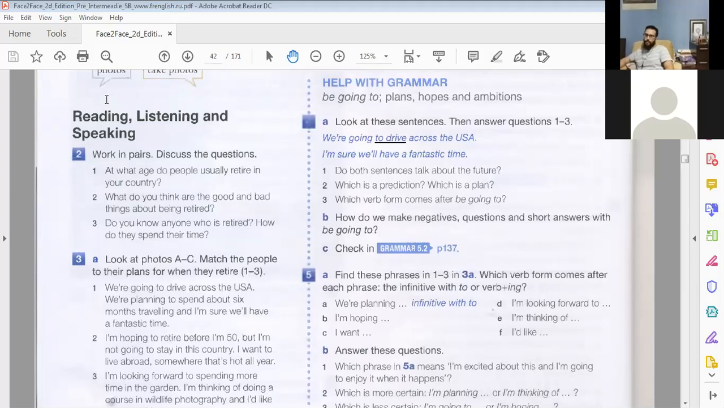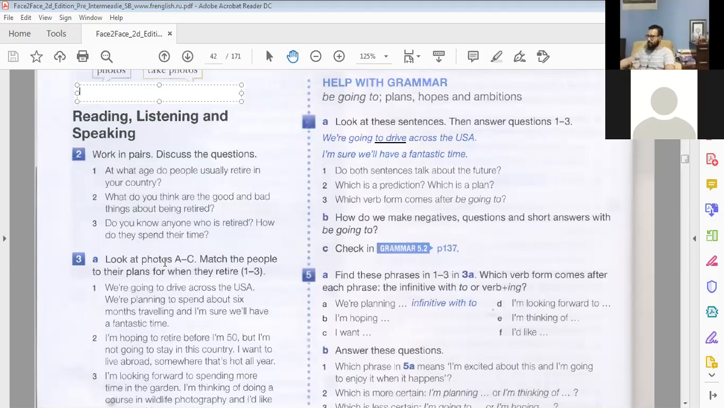But maybe we change we with you, better, right? Can you say it again? Are you going to drive across the USA? Very good. And what kind of question is this? Is this a WH question or a yes/no question? Yes/no question. Very good. Are you going to drive across the USA? Yes, we are. No, we aren't. Is this the correct answer or not the correct answer? Yes, the correct answer.